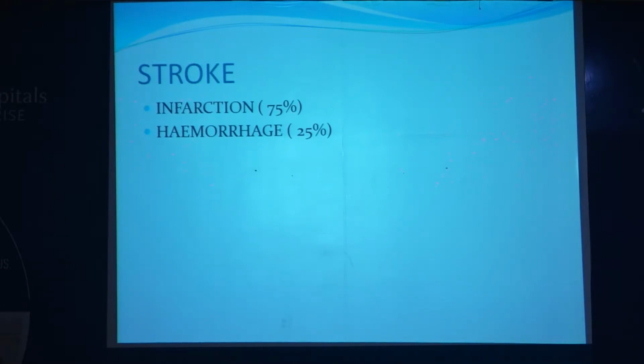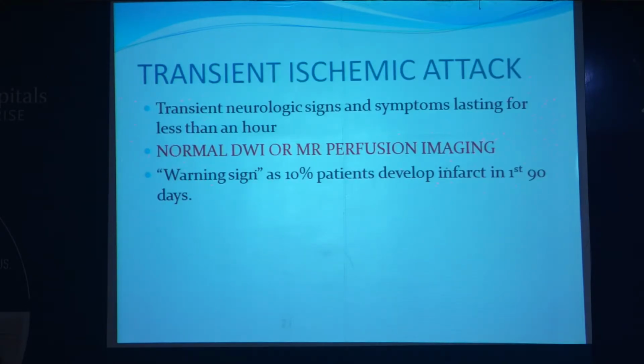Let's deal with stroke, where 75% of strokes are caused by infarction and 25% by hemorrhage. In a transient ischemic attack, the patient might present with neurological signs and symptoms which are transient, that is, lasting less than an hour. When you order an MR or a CT, findings will be normal. But transient ischemic attack is important because it is a warning sign: 10% of such patients might develop infarcts in the first 90 days. So immediate treatment should be started.